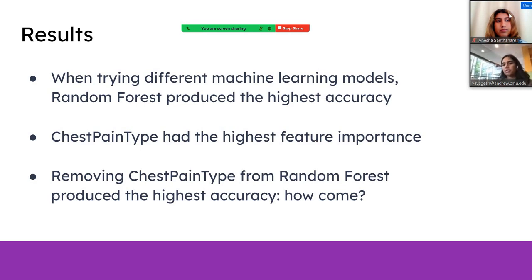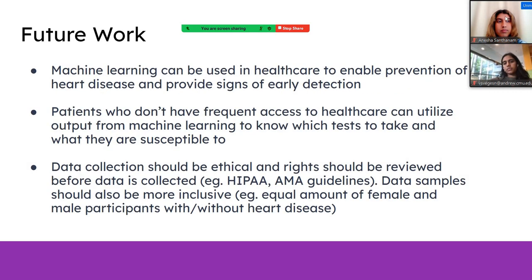Overall, when it comes to our results, our initial task was to determine which machine learning model would provide the highest classification accuracy, and we saw that random forest provided us with the highest accuracy. Given that we did the feature importance and saw that chest pain type had the highest feature importance, something interesting we came across, and which would be important for us to further explore, is trying to understand why removing chest pain type from our data set increases the accuracy of random forest if it has the most important influence on our accuracy.